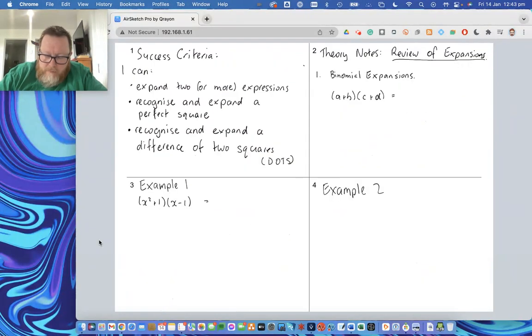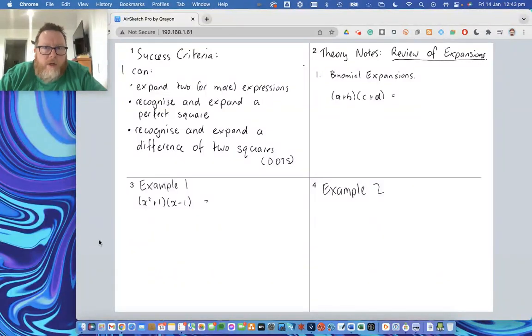Bit of theory to start with. Binomial expansions are when you've got two or more binomial expressions multiplied together, and a binomial expression is simply an expression with variables or terms that have been added or subtracted together. There's only two of them, hence binomial. Trinomial have three, etc. Okay, so we've got a binomial expression here, a plus b, and a second binomial expression here, c plus d. And how do we expand that? And expand that effectively means get rid of the brackets, as you should be well aware.